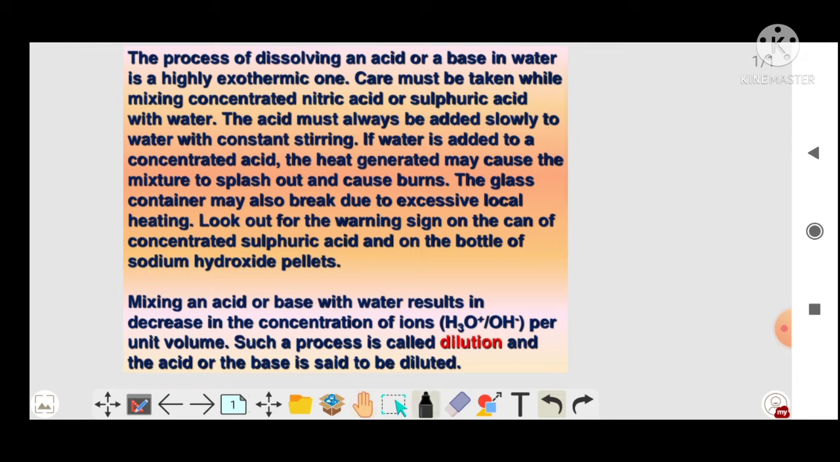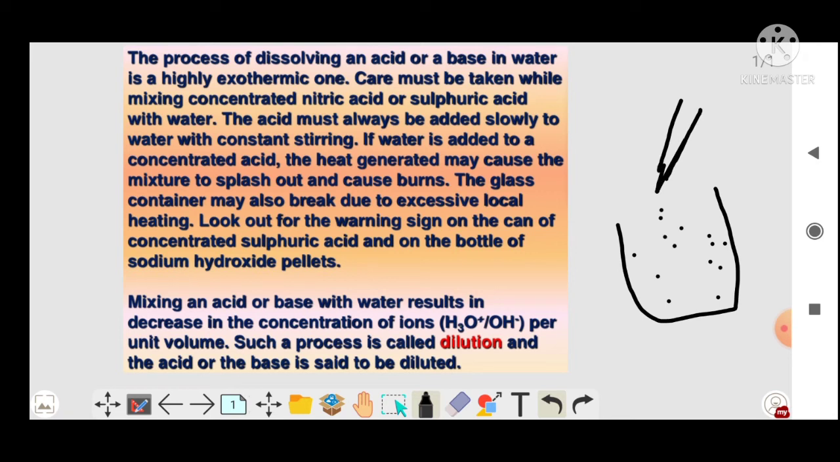The acid must always be added slowly to water with constant stirring. Here there is water, and the acid must be added slowly with constant stirring of the water. Acid should be added to water. Okay, this is the process. Acid should be added to the water, not the opposite.